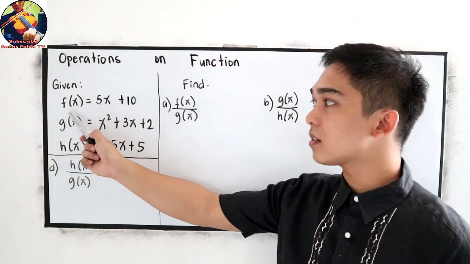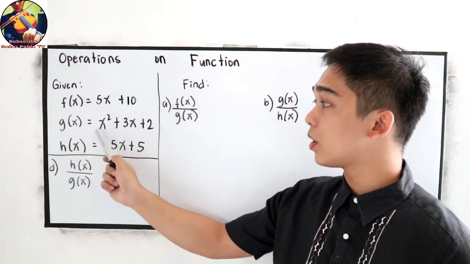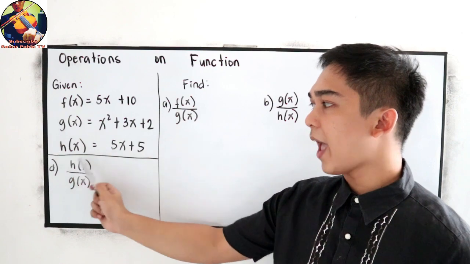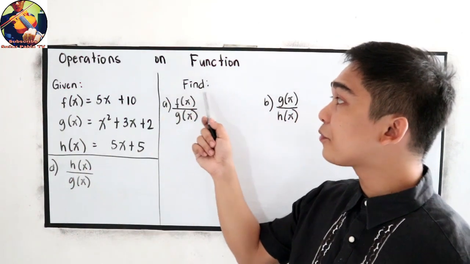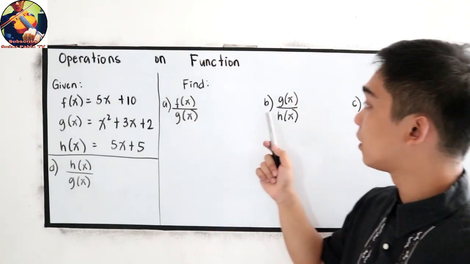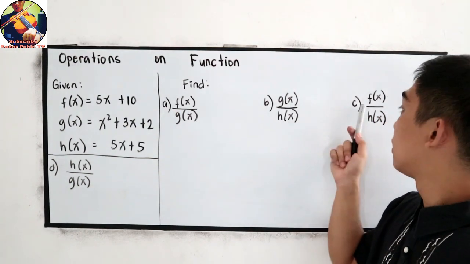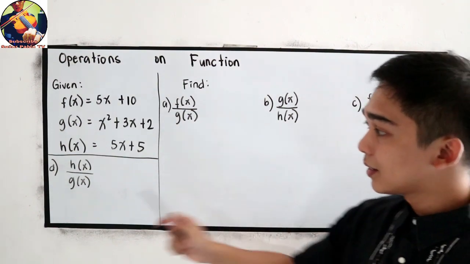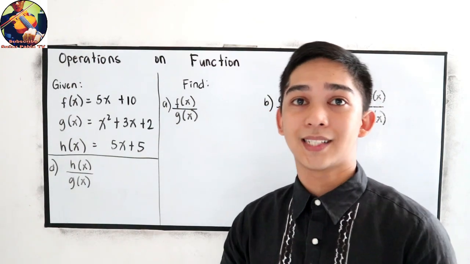Given f of x is equal to 5x plus 10, g of x is equal to x squared plus 3x plus 2, and h of x is equal to 5x plus 5. We're going to find letter A, f of x over g of x. Letter B, g of x over h of x. Letter C, f of x over h of x. And letter D, h of x over g of x.